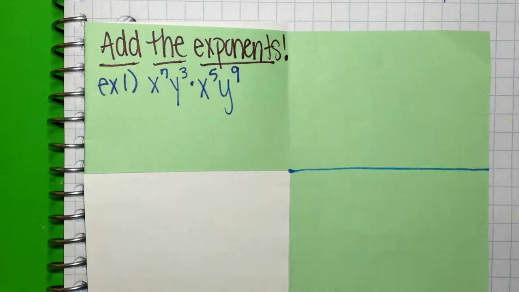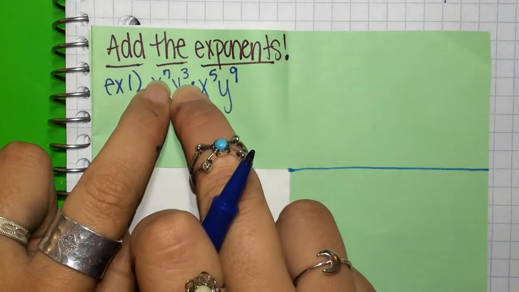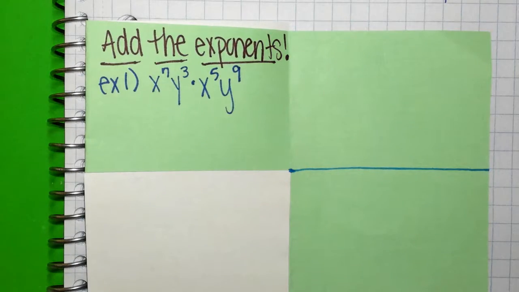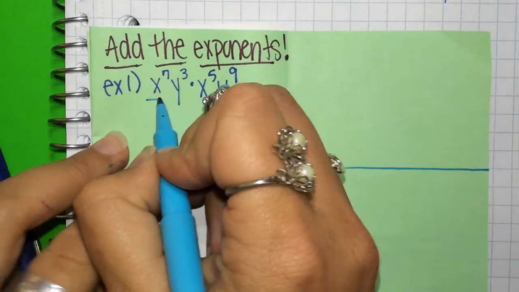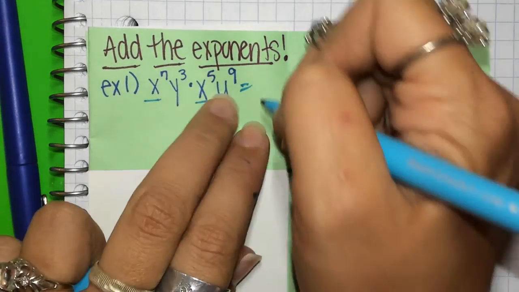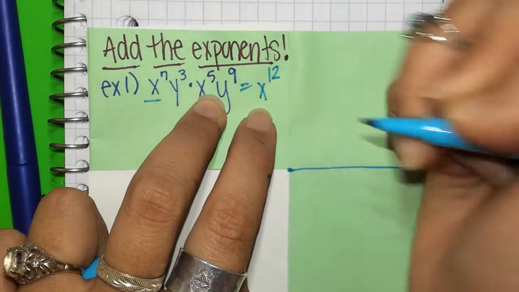Now, are the x's and the y's like bases? No. So those are not like bases. You cannot add these exponents together. But you can add the x and the x. So x to the 7th times x to the 5th is x to the 12th.